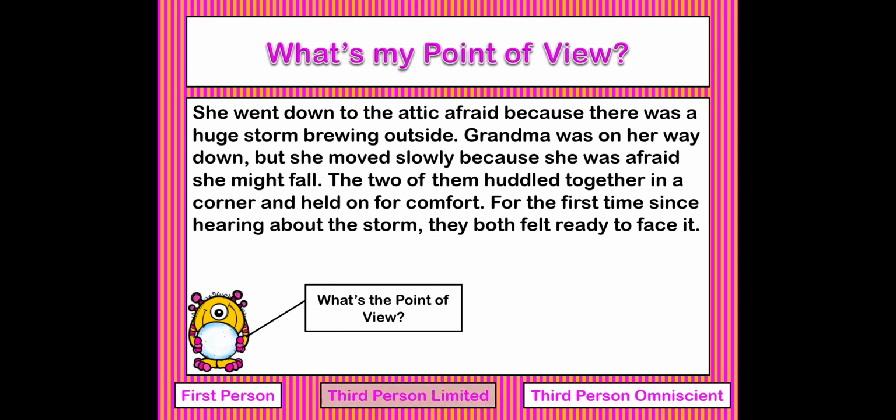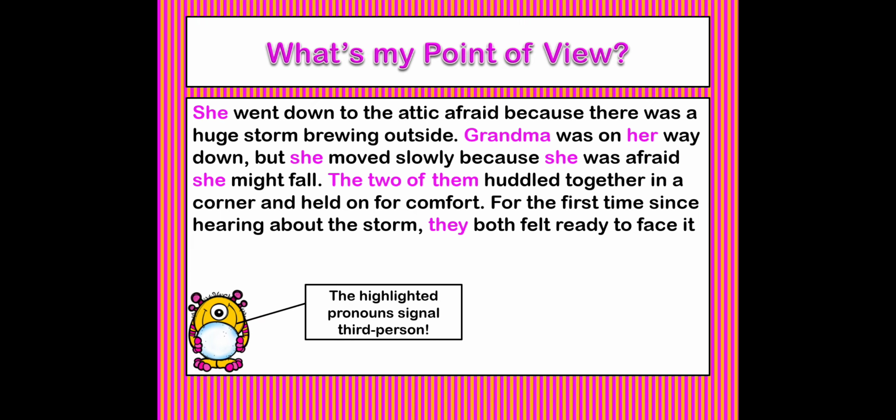What is the point of view? If you said third person limited, you are absolutely correct. It is third person because it uses the pronouns she, her, they, and characters named Grandma, the two of them. And it is limited because we only know how one character feels. She went down the attic afraid because it's only telling us her point of view, her thoughts or feelings, because she was afraid. That's why it is limited.